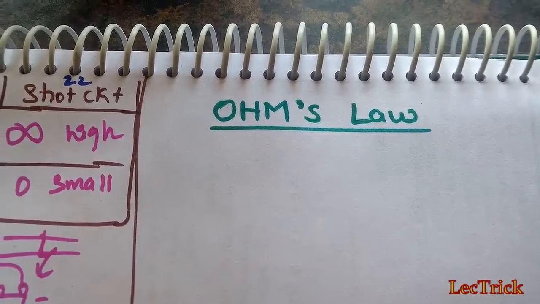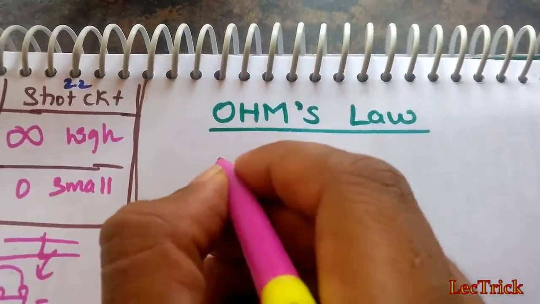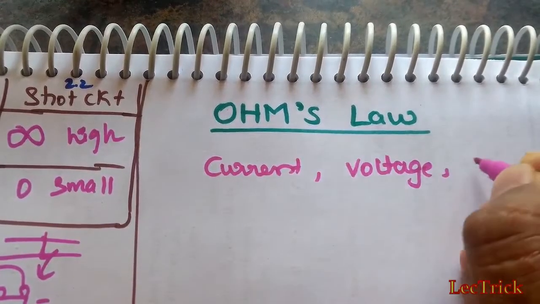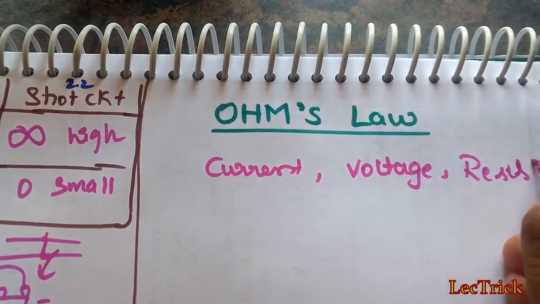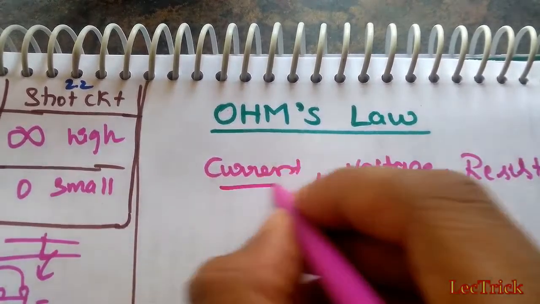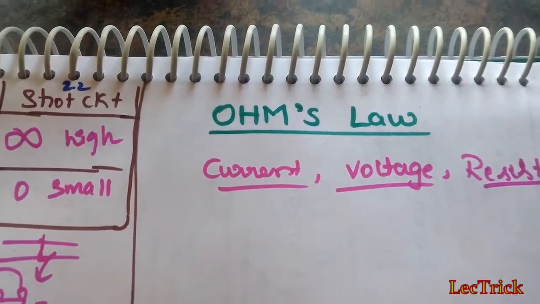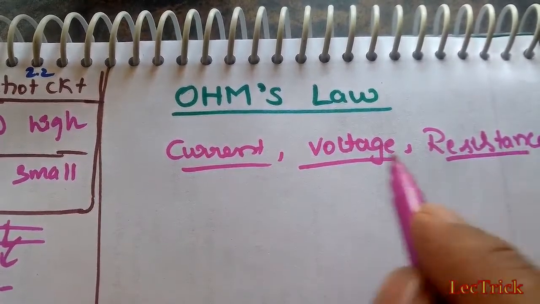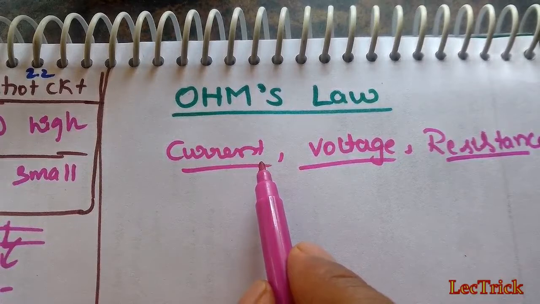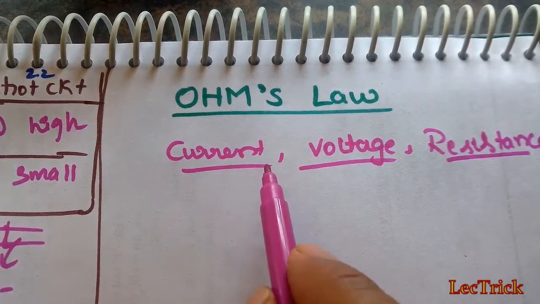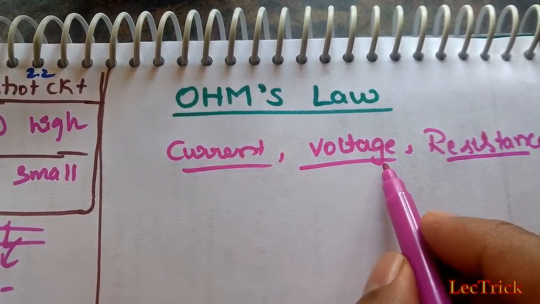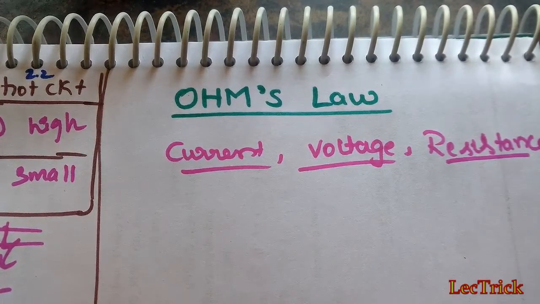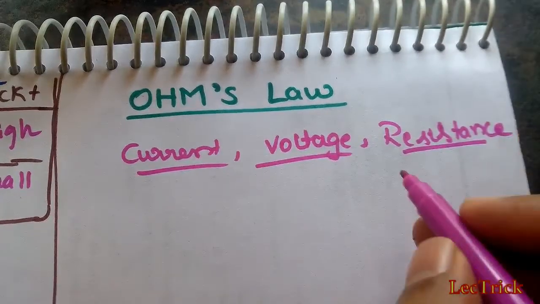Now we will discuss Ohm's law. Ohm's law relates current, voltage and resistance. These are the three electrical quantities, and it gives a relation between them. What is current? We already discussed that current is a flow of electrons in a particular direction. What is voltage? It is the electromotive force, a pressure to drive the electrons.